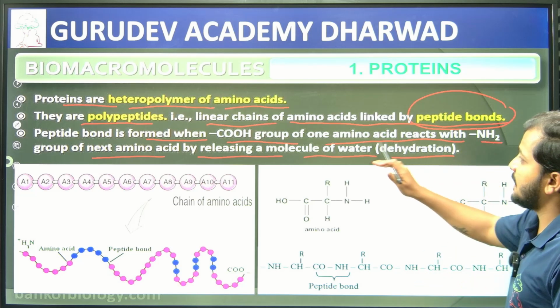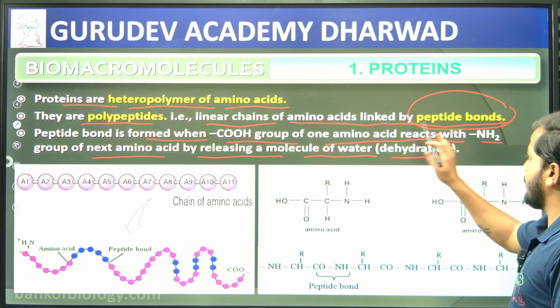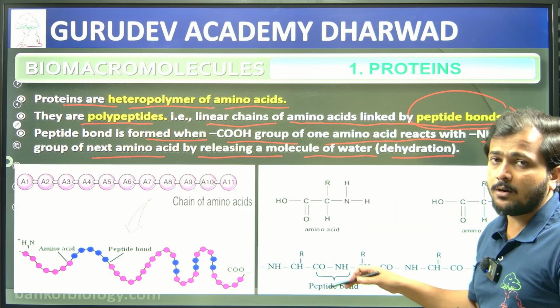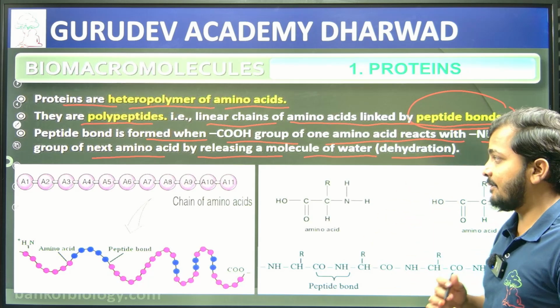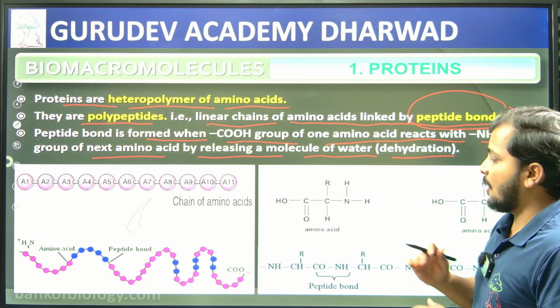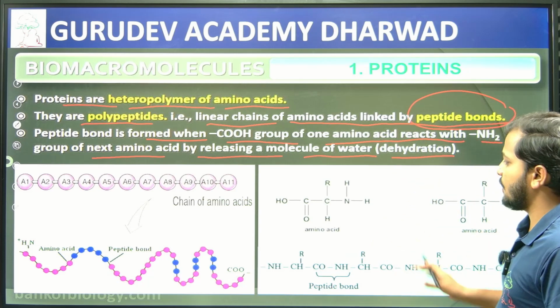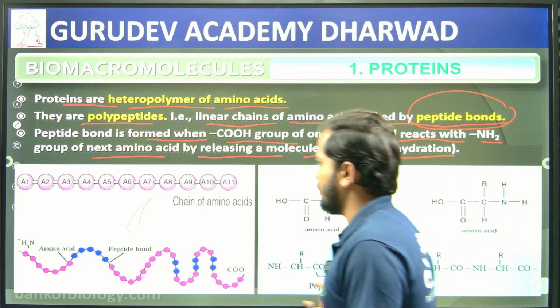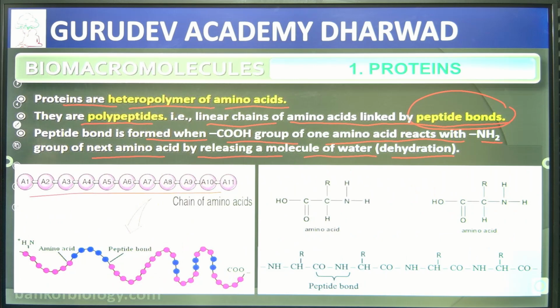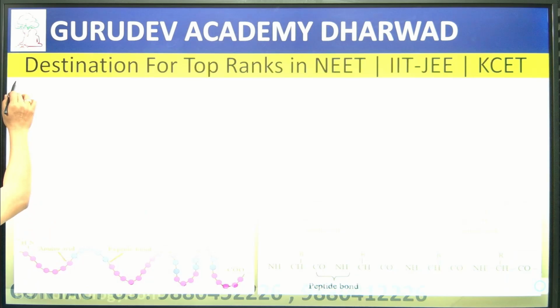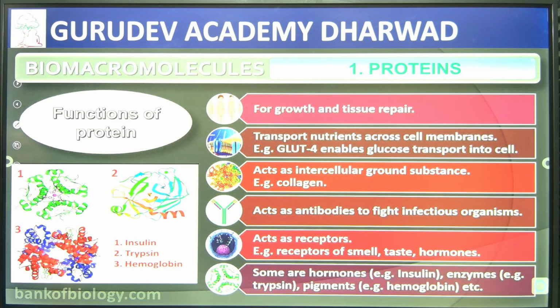Dehydration occurs. So when there is a peptide bond, what will happen? The carboxylic group of one amino acid reacts with the amine group of another amino acid, right? So definitely there will be a loss of water, or it releases water. That is what we call the dehydration process taking place. So like this, you are going to find a chain of amino acids which are attached by peptide bonds, right?